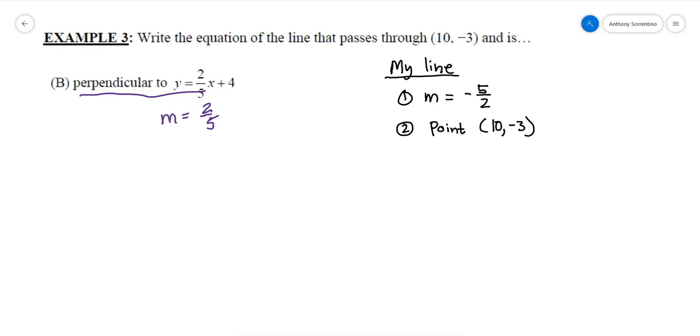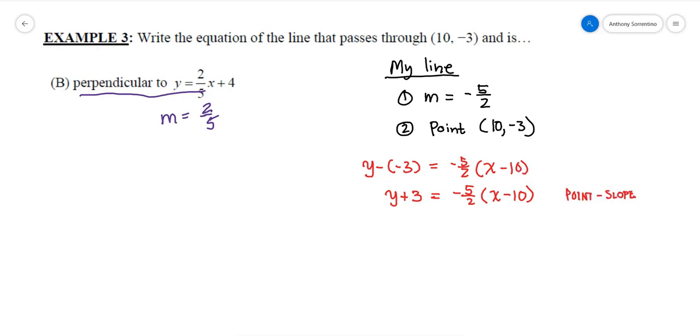So using the information here, I'm going to have that y minus -3 again, equaling -5/2 (x minus 10). And with a little simplifying on the left-hand side, minus a negative becomes a plus. This would be the answer in point-slope form, which would be a suitable answer for this because it doesn't tell you what form to write it in.